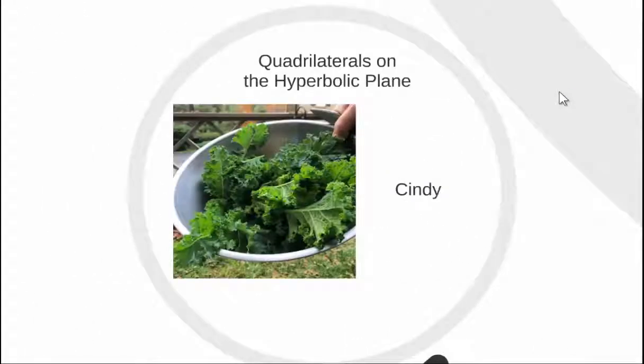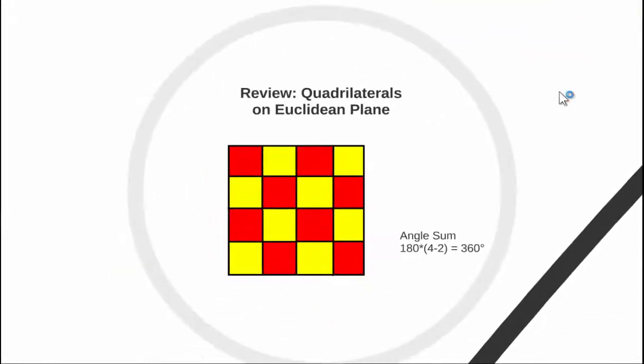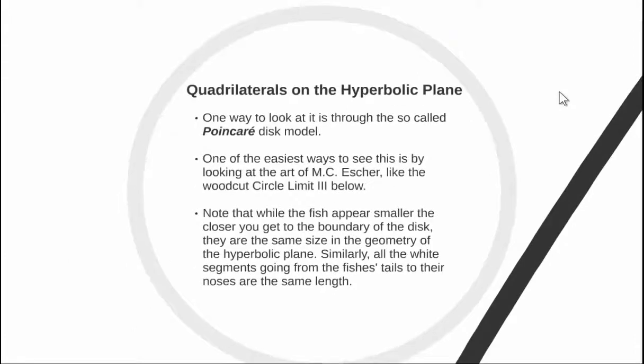I looked at quadrilaterals on the hyperbolic plane. A review of quadrilaterals on the Euclidean plane is that all the angles add up to 360 degrees. One way to look at it is through the so-called Poincaré disk model. One of the easiest ways to see this is by looking at the art of M.C.